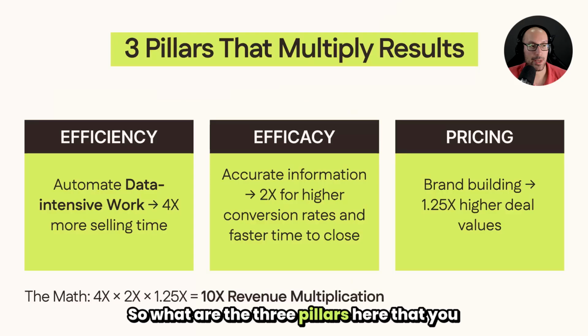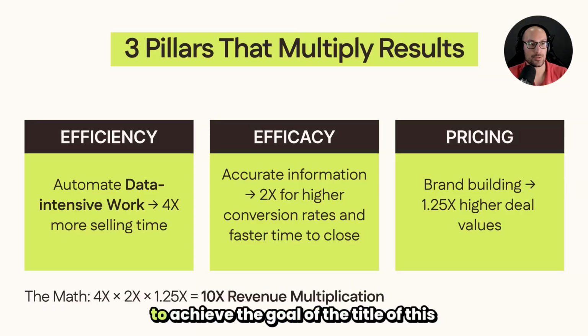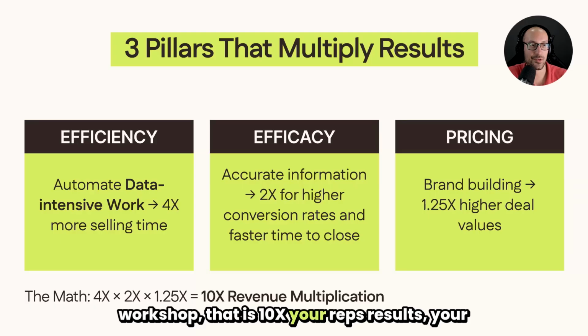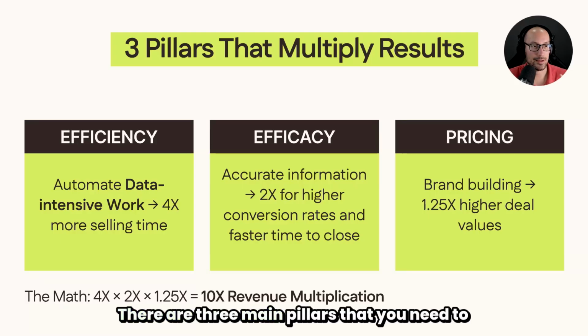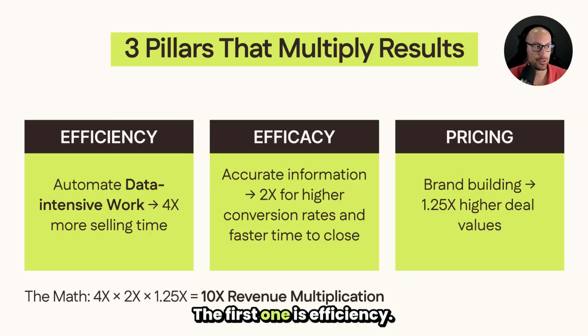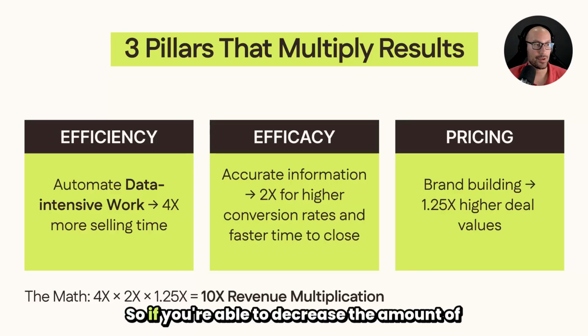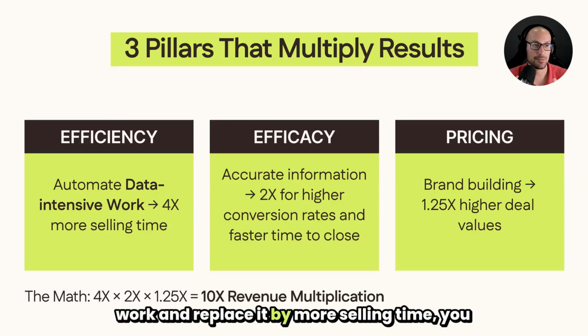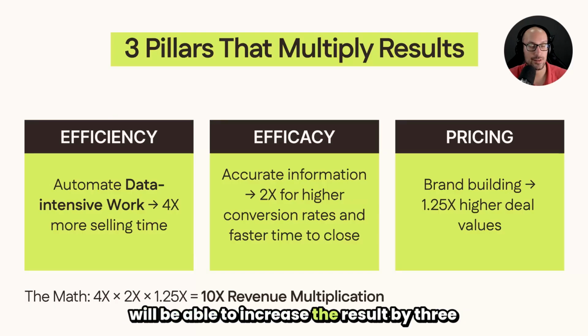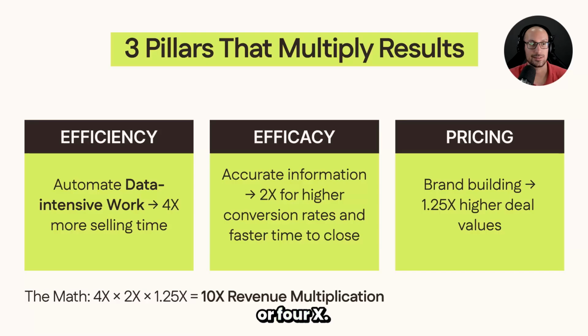So what are the 3 pillars here that you can use to achieve the goal of the title of this workshop, that is, 10x your reps' results, your revenue? There are 3 main pillars that you need to know. The first one is efficiency. If you're able to decrease the amount of time that you invest in this data-intensive work and replace it with more selling time, you will be able to increase the result by 3 or 4x. That's huge. That's a lot.